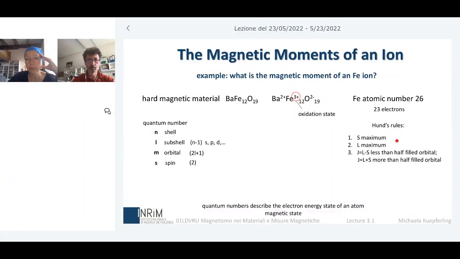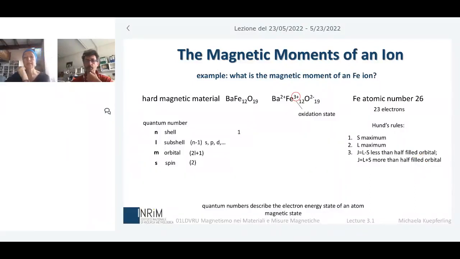Okay, first of all, Hund's rules say that you have to maximize S. This is the first Hund's rule, and the order is important. The second is to maximize L, and then the third tells you how to combine L and S to the quantum number J. So if you're in a less than half-filled orbital, then you have to combine them by L minus S. Otherwise, you have to combine them to L plus S.